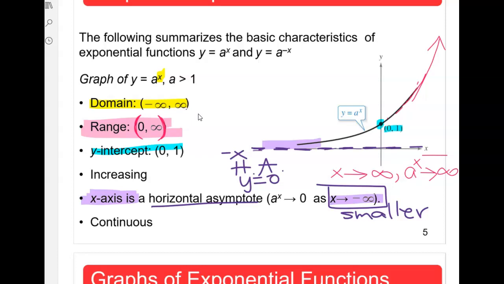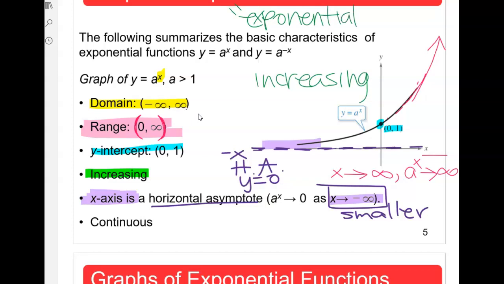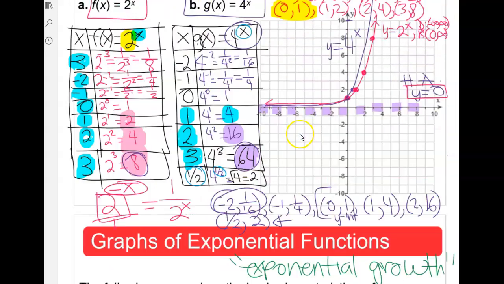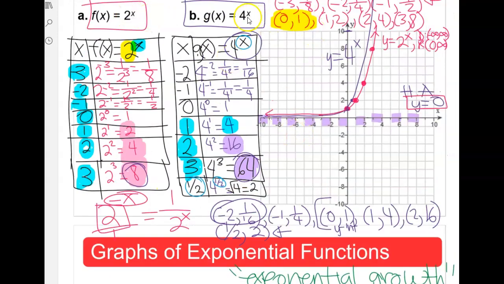And we could also say that the graph is increasing. And we call this behavior exponential growth. Increasing. And the graph is obviously continuous. We have no gaps there. Also, it's important to notice here that we are claiming that the base is greater than 1, just like the ones that we graphed here. Base 2, base 4.